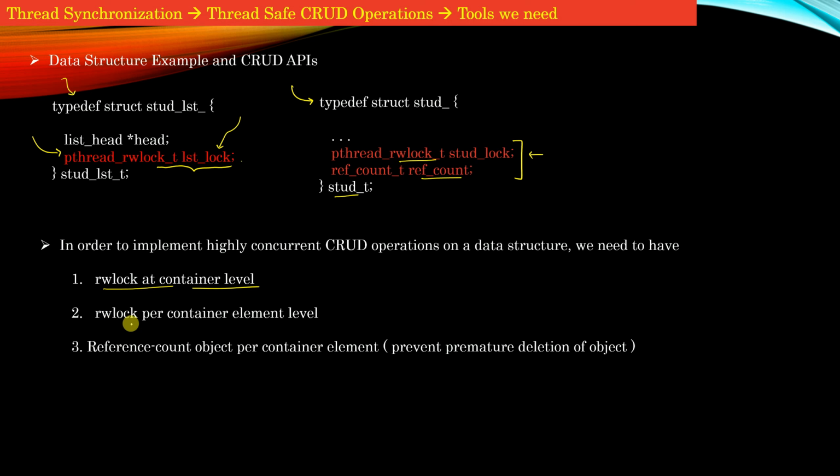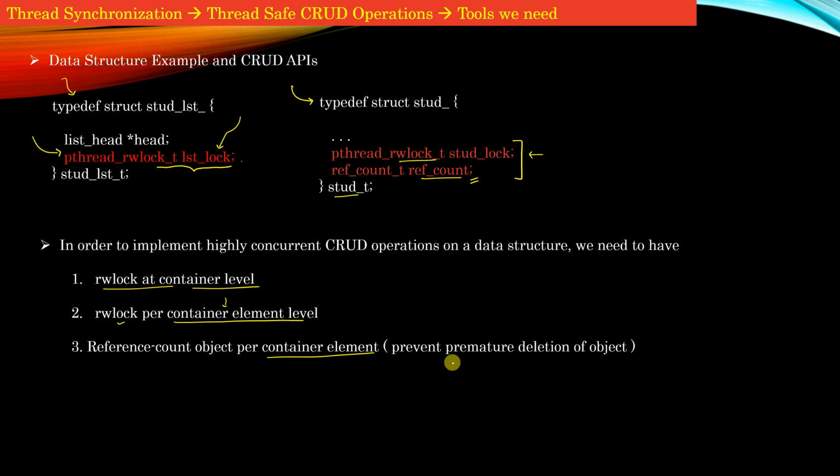And you need a read-write lock per container element level. That is, at every node of the linked list you need to have one read-write lock, or at every node of the tree data structure you need to have a read-write lock. So a node of a linked list or a tree is referred to as a container element. And we need a reference count object per container element. All right, so here we have a reference count object per container element.